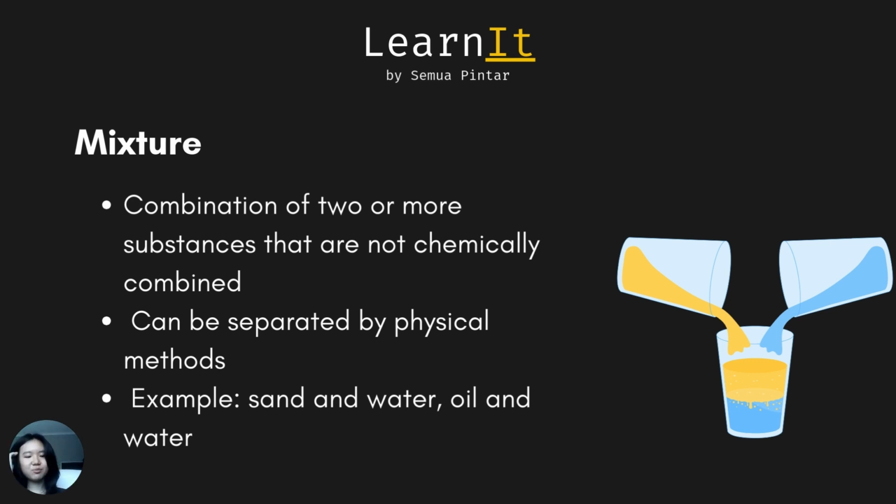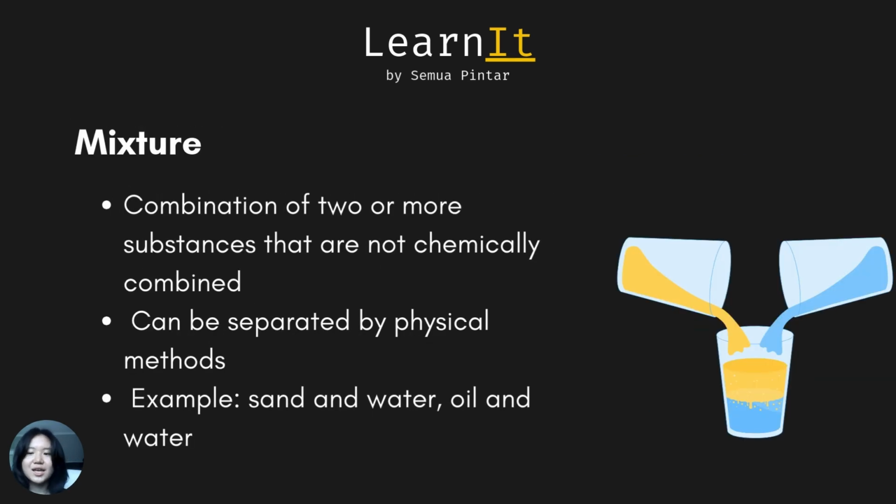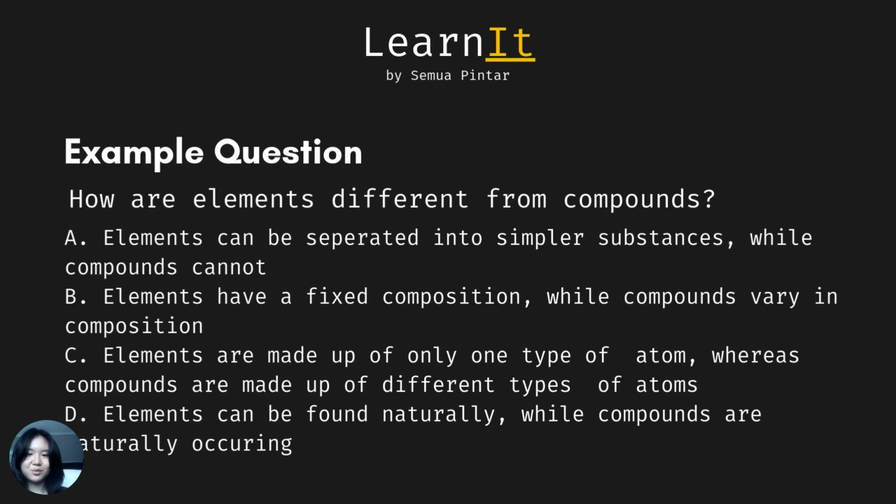A tip from me to learn about elements, compounds, and mixtures is that besides learning the definitions of what elements, compounds, and mixtures are, you must also be able to classify any given substance. So I want to do an example question to help you classify elements, compounds, and mixtures. The first question is, how are elements different from compounds?